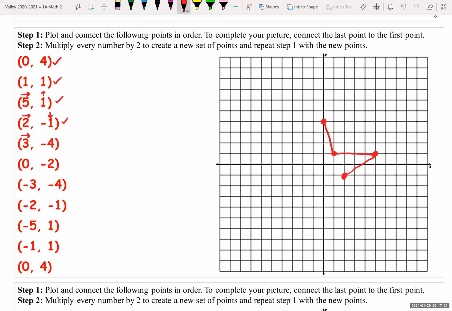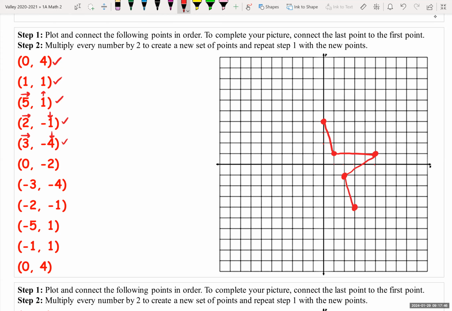I'm going to go 3, -4. 3 goes to the right. 4 is going down. So I'm going to count right 3, down 4. From the center, right 3, down 4. And again, make your dots kind of big so you can see them really, really good. And then just connect that one to the one before. So that one's done.